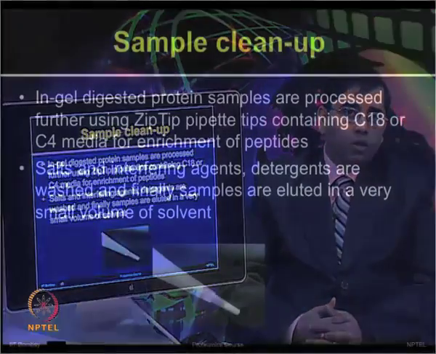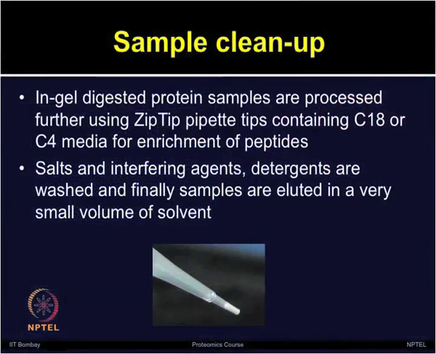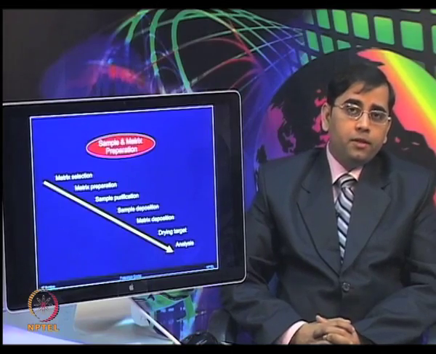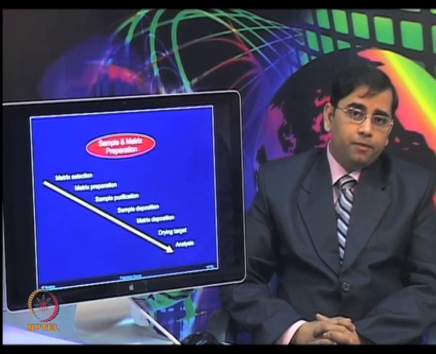So, it is recommended that one should use a cleanup step in between. So, the in-gel digested proteins can be cleaned up by processing further using zip tip pipette tips, which contain C18 or C4 media for enrichment of the peptides. Salts and interfering agents, the detergents, are washed and finally, the samples can be eluted in a very small volume of the solvent. So, now you know how to perform the cleaning step by using zip tips.